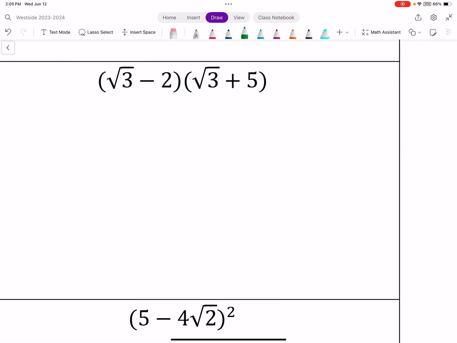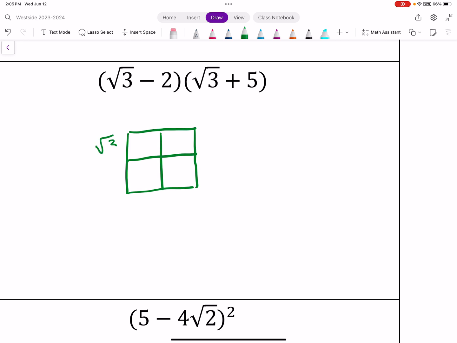Okay, so here we get to go into our binomial times a binomial. So this is where you're either going to use the double distribute or the box method, depending on which way you like and which way is best for you. I like the box method, so what I'm going to do is split my binomial into 2 terms.